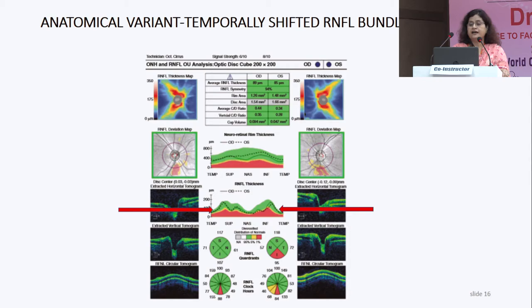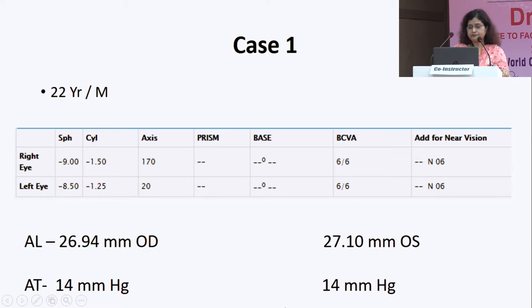Red disease can also be caused by these temporally shifted bundles. As you can see, these bundles are shifted temporally here, causing red disease. Actually, the patient doesn't have glaucoma. So I would take you to a few cases now.